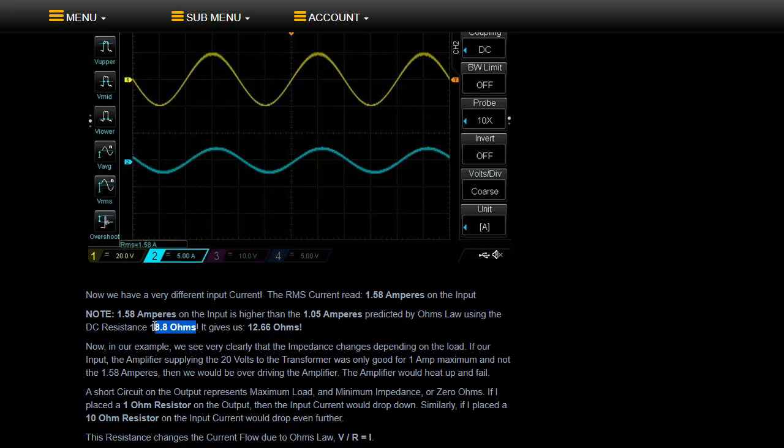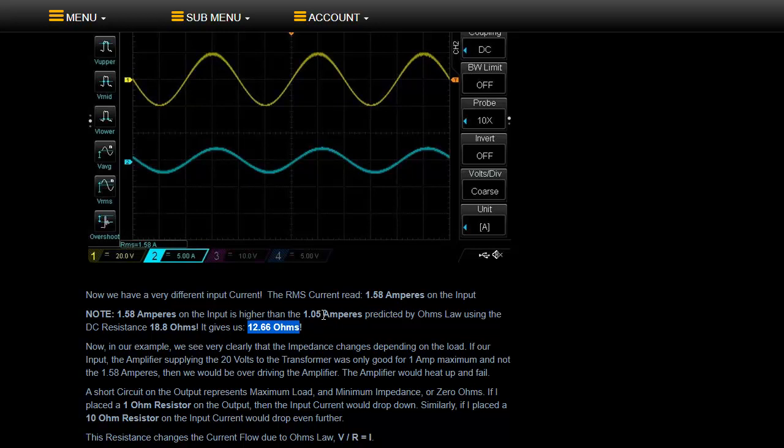Okay, so we got a DC resistance of 18.8 ohms initially, but now after loading down the transformer as much as we could, the impedance dropped down to lower than what the DC resistance was, so 12.66 ohms, and that's because we had 1.58 amperes drawn on the input. Okay, so 1.58 amperes compared to what we measured with 20 volts.